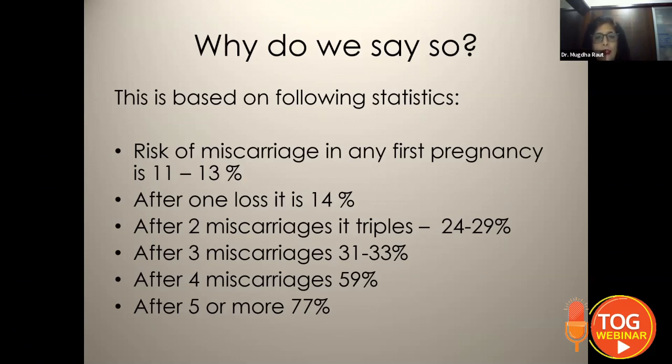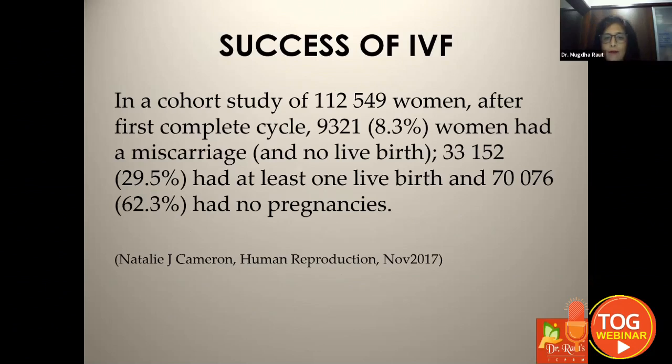A risk of miscarriage in any first pregnancy is 11 to 13%. After one loss, it is as high as 14%. After 2 miscarriages, it triples to 30%. After 3 miscarriages, almost 33%. After 4 miscarriages, the risk of miscarriage in the subsequent pregnancy can be as high as 60%. And after 5 or more miscarriages, the chance of miscarriage in the subsequent pregnancy can go up to 50%.